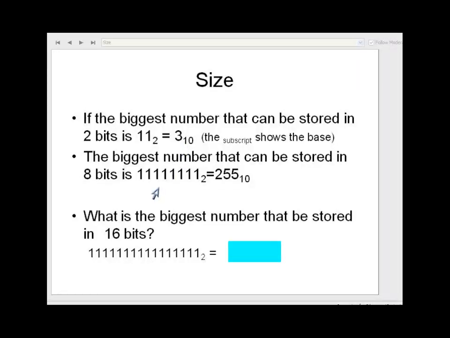So using this subscript method, 8 bits is 11111111 to the base 2, which equals 255 to the base 10. So what would be the biggest number that we can store in 16 bits? Now, if you remember, the easy way of doing this would be 2 to the power of 16 minus 1.